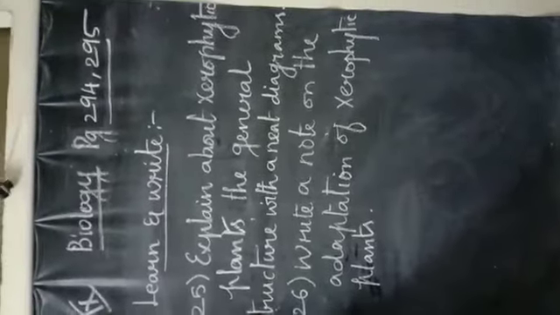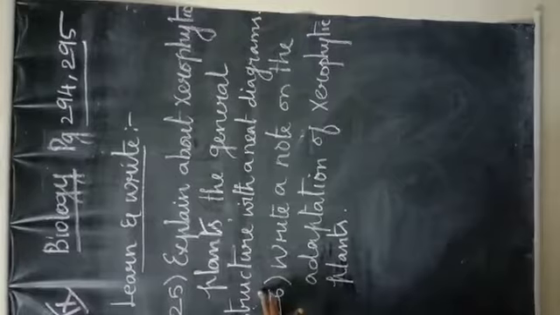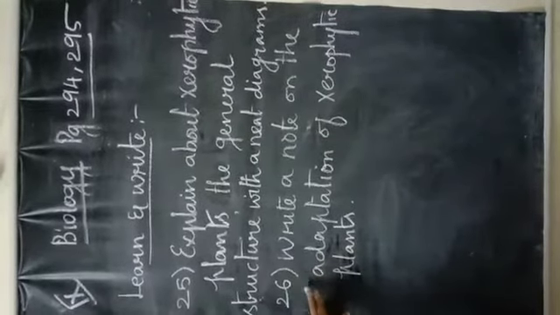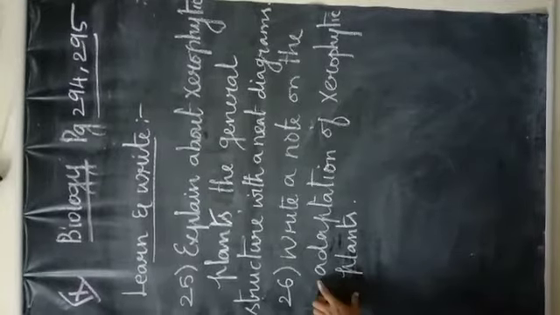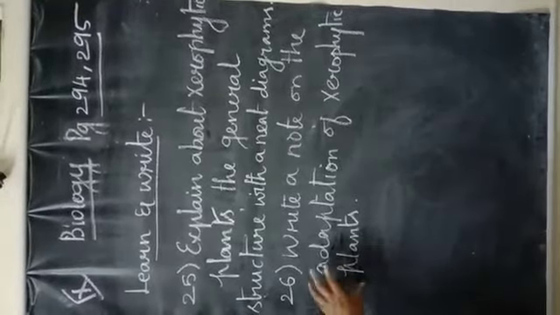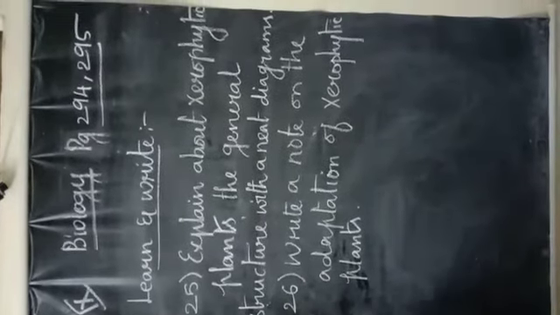Next, the question session. Explain about xerophytic plants. The general structure you are going to explain with neat diagrams. So the cactus and opuntia diagrams you are going to draw here. Here you are going to explain. Write a note on the adaptation of xerophytic plants. So their adaptation means how the root is present. So everything you are going to write here. Clear, children? So these are the two questions for the question session.